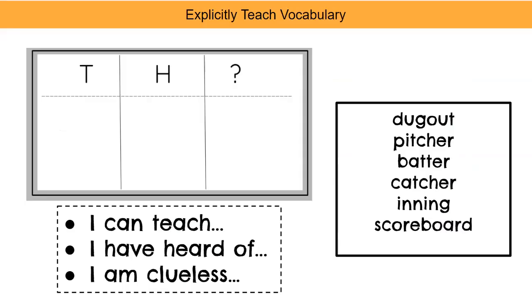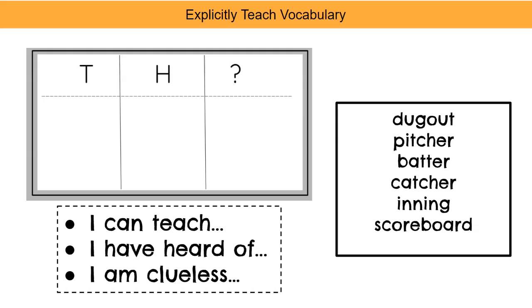What we want to make sure is that when we're teaching, we do teach explicitly. If you start with the experience first, that is fine. Or you could start by teaching the vocabulary explicitly, or this is an activity called teach, heard of, or I'm clueless. And you could have the student sort the words in one of the three columns. Let's say they know what a dugout is. They played baseball. They could put that under the T column. I can teach the word dugout to a peer.